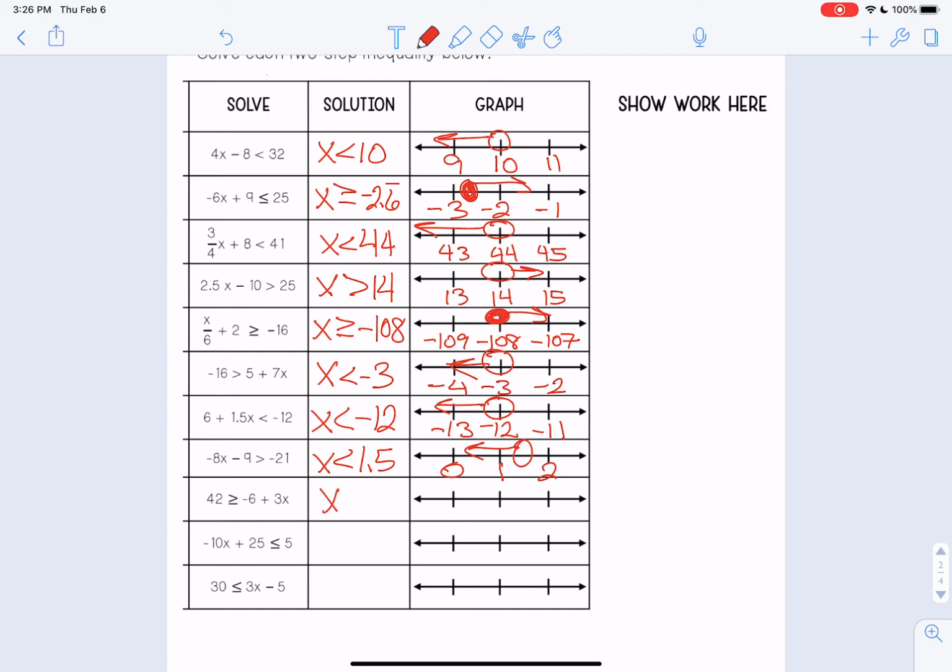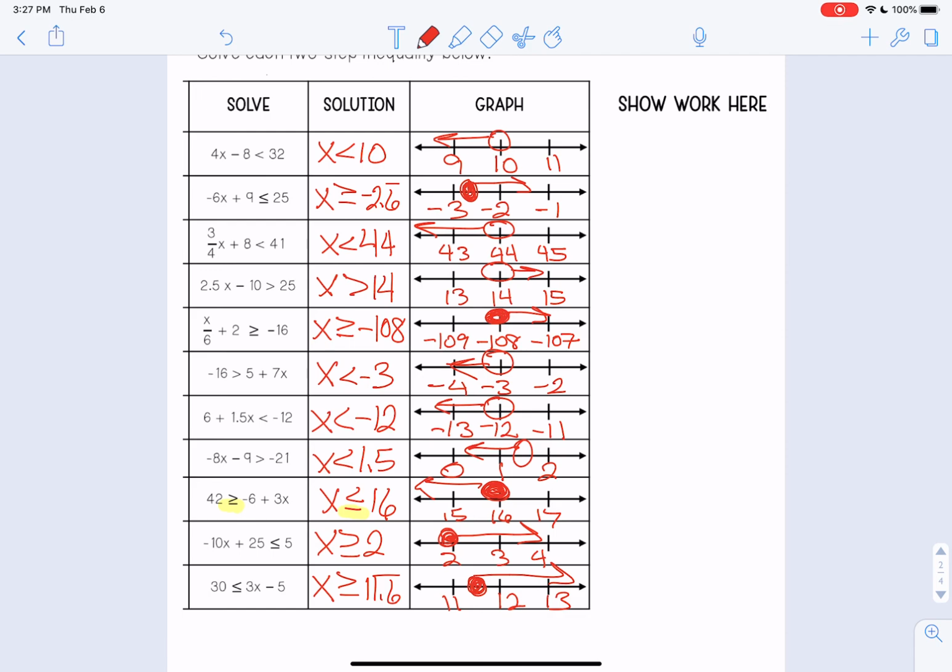Next one, we have x is less than or equal to 16. So we have 15, 16, and 17. The bubble goes on the 16, and it is filled in. The arrow goes to the left, and it's filled in because we have that "or equal" sign attached. Next one is x is greater than or equal to 2. So we have 2, 3, 4. Bubble on the 2, filled in, it goes to the right. And last but not least, we have x is greater than or equal to 11.6 with a bar on it. 11, 12, 13. I'm going to say it's about there, and the arrow is going to go to the right.